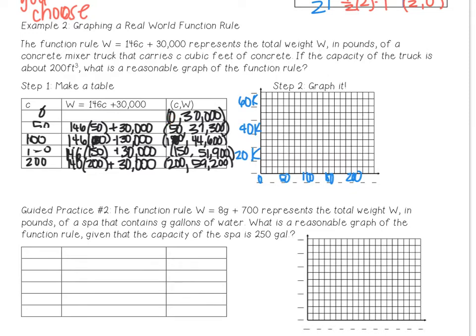So the first point is 0, 30,000. So we're going to start at 0 and we're going to go up to 30,000, which will be here. The next one is 50, and it's at 37,300. So it's almost at 40,000. So we're going to put the point about here. The next one is 44,600, so it's going to be halfway between 40 and 50, so it's going to be about here.